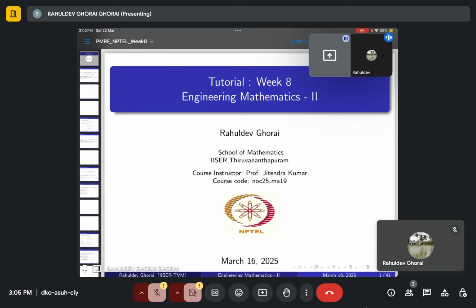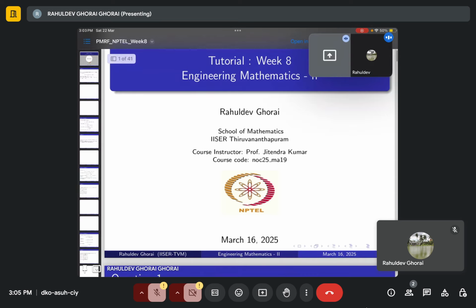Okay. So let's get started. This is your tutorial for week 8, mainly questions from Fourier series. I think most of the rest of the tutorial will also be from Fourier series of functions, Fourier series representation of a function. This is Rahuldev Ghorai from IIT Tiruvananthapuram.